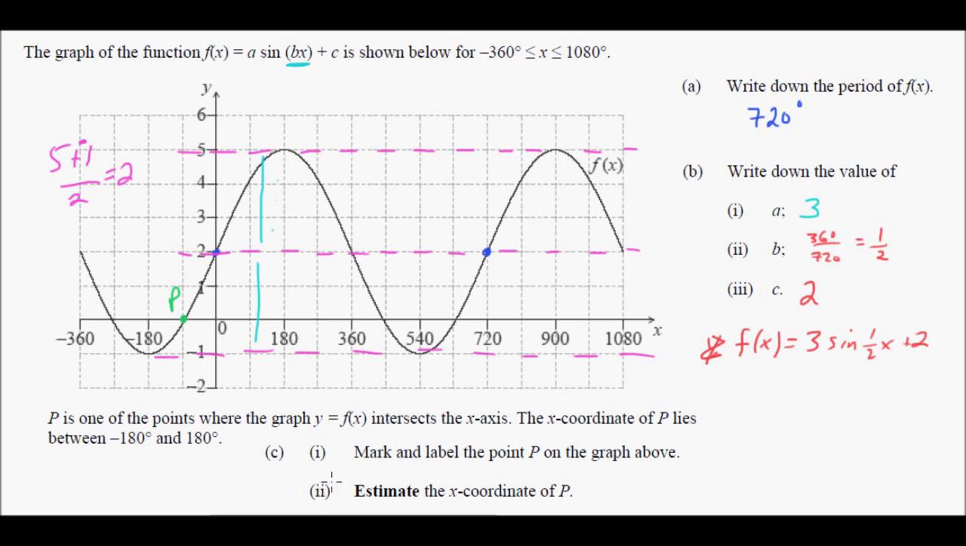And then estimate the x-coordinate of P. What does this look like to you? You have 0 here, you have 180 here, so this cuts it in half. So I would say this is roughly negative 90 degrees. It's maybe a little bit over; they give you all the way up to 80 on the mark scheme. So I would say negative 90 degrees. All right, that pretty much does it for that.